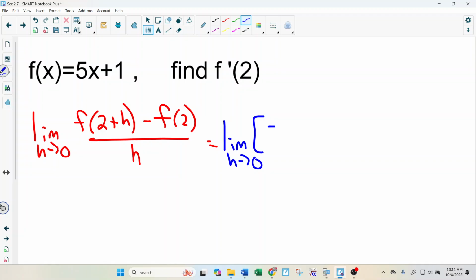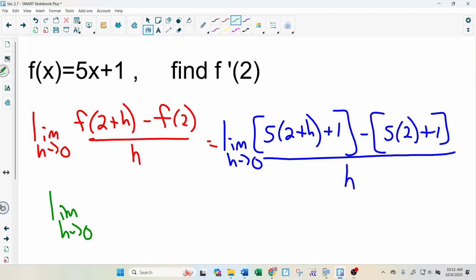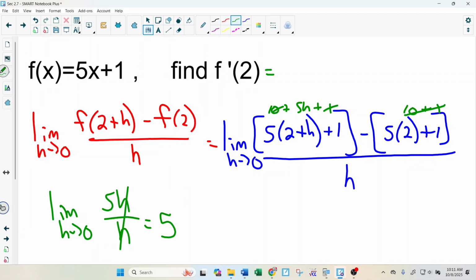So this is 5 times 2 plus h, plus 1, minus 5 times 2 plus 1, all over h. As we look at this, we're going to get 10 over here. This is 10 plus 5h plus 1. So those cancel, and we're left with just 5h over h. The h's cancel. So what is f prime of 2? It's just 5.